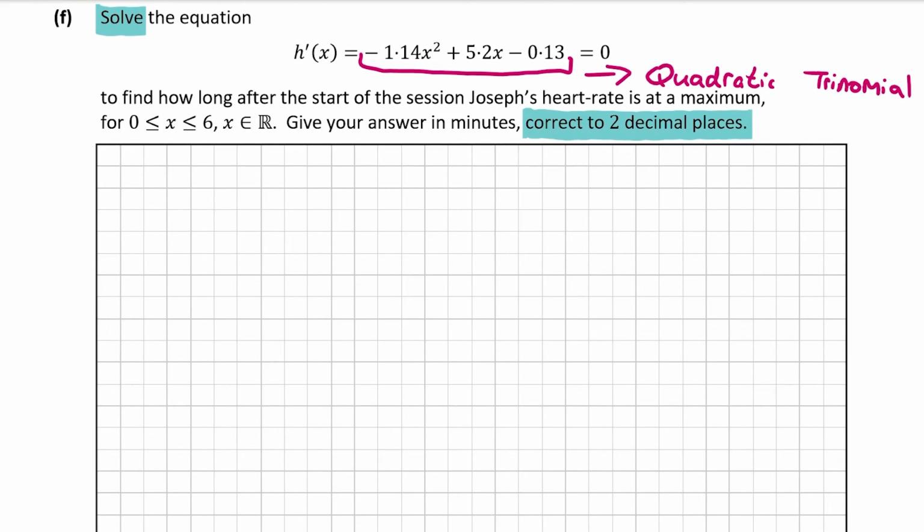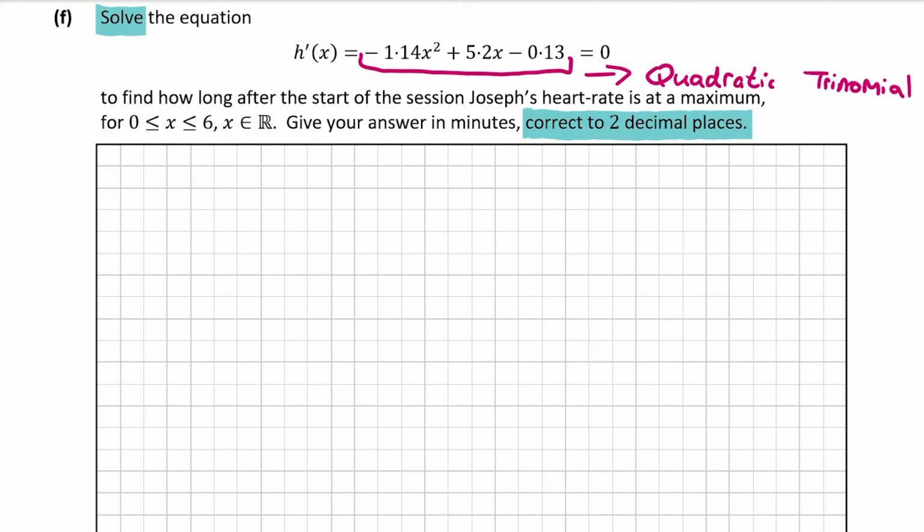Everyone has their own preferred first method, which for me is the guide number method, but you can also use the minus b formula. Whenever it says to solve a quadratic trinomial correct to 2 decimal places, or any number of decimal places, whether it's 1, 2 or 3, that means use the minus b formula. That's literally your hint. Whenever you see that beside a quadratic trinomial, use the minus b formula.